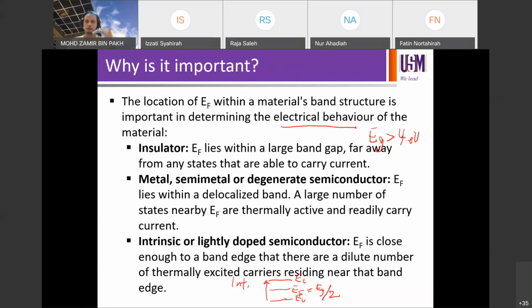But if you move to extrinsic, either n-type or p-type, we can actually alter the position of the EF across the forbidden gap, depending on the type of doping and level of doping. Okay.